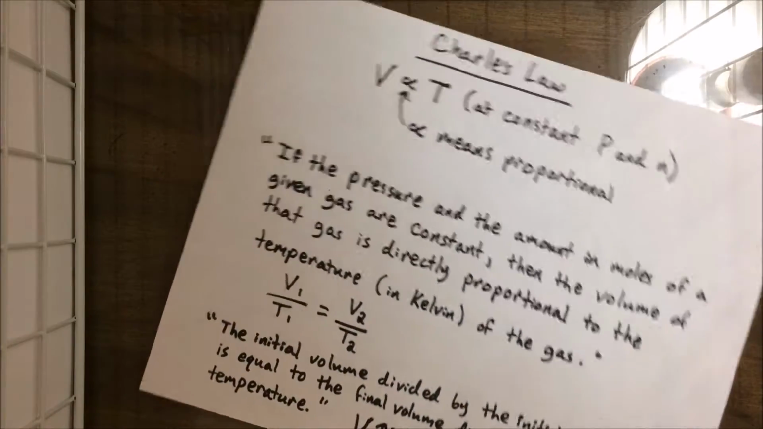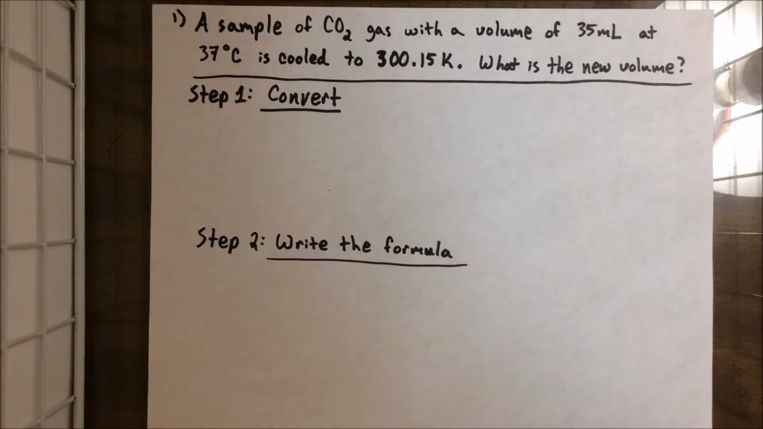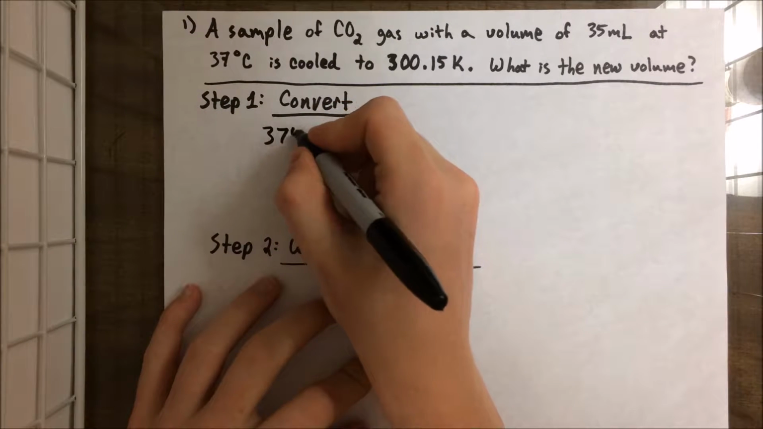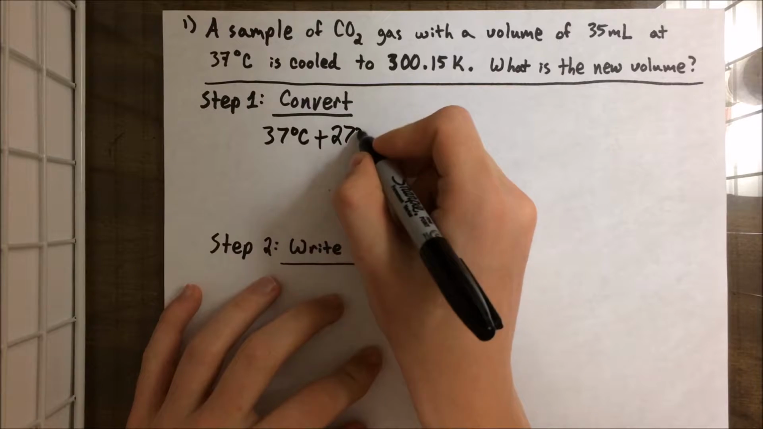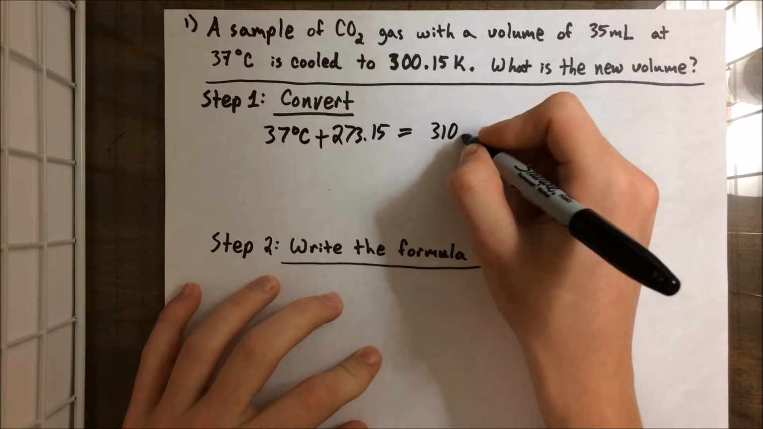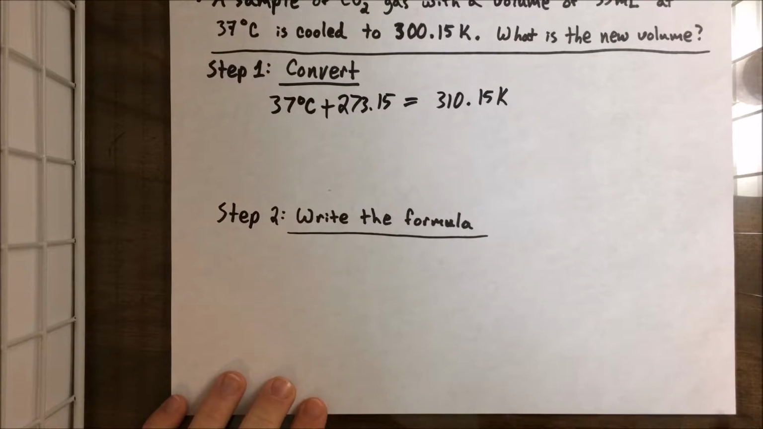Okay, so now that we've covered Charles' law, let's look at an example. We have a sample of CO2 gas with a volume of 35 milliliters at 37 degrees Celsius, and it is cooled to 300.15 Kelvin. What is the new volume? Step 1 is to convert. We need to convert the Celsius to Kelvin, so plus 273.15 is equal to 310.15 Kelvin.